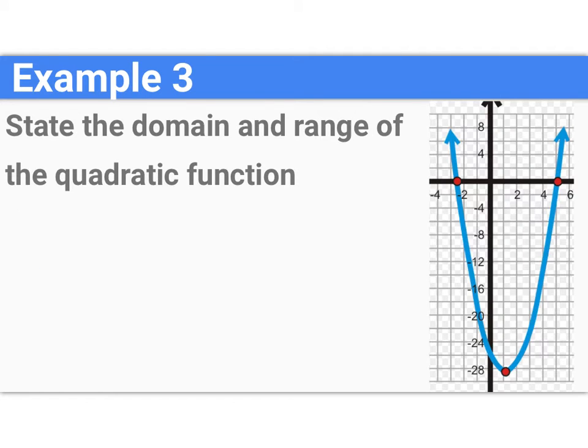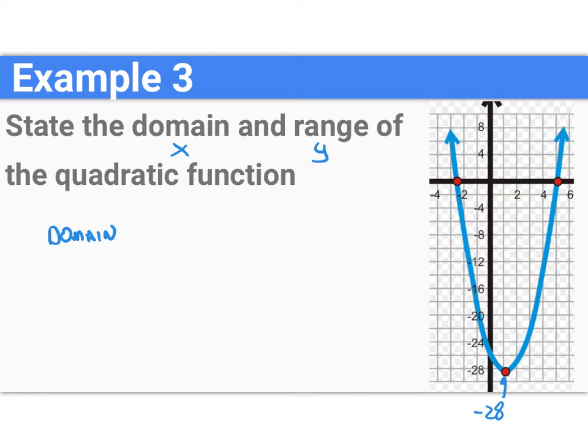Okay, so let's look at our third example. State the domain. The domain is your X, and the range is your Y. The X and Y's have all kinds of names. So let's start with our vertex. Our vertex is like 128, -28. So -28 is a minimum point.